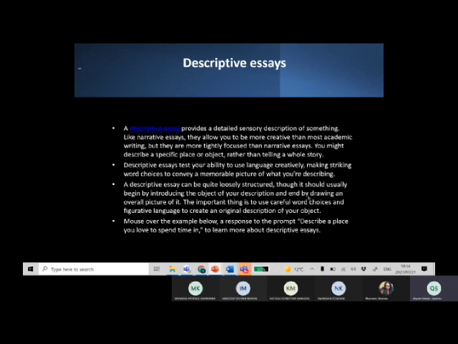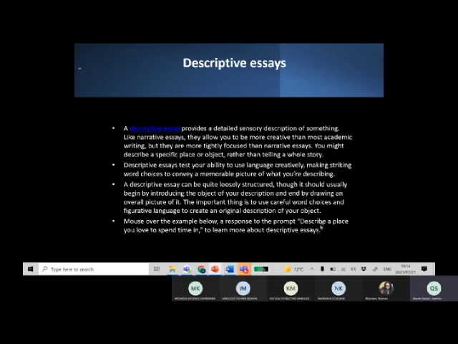So that is why the focus with descriptive essays is about your word choices. You need to paint a picture, you need to describe it in detail. And it's very important when you describe, figurative language helps a lot in presenting the overall picture.